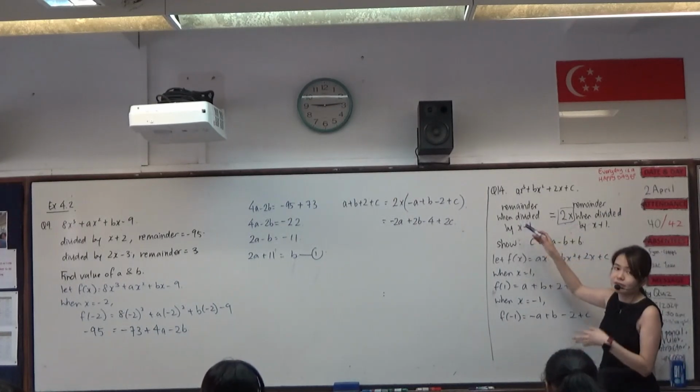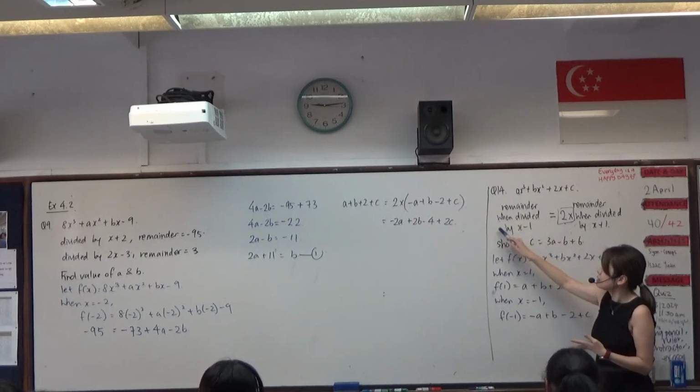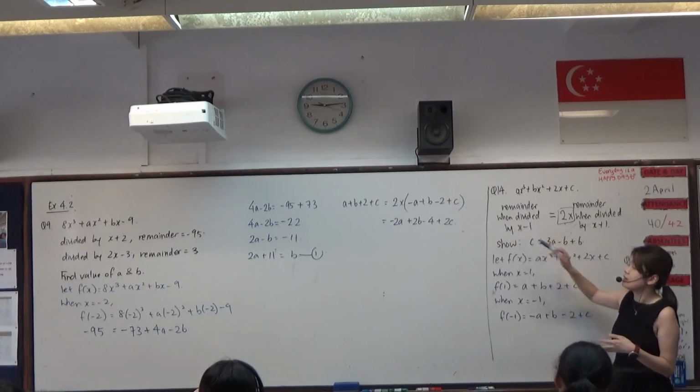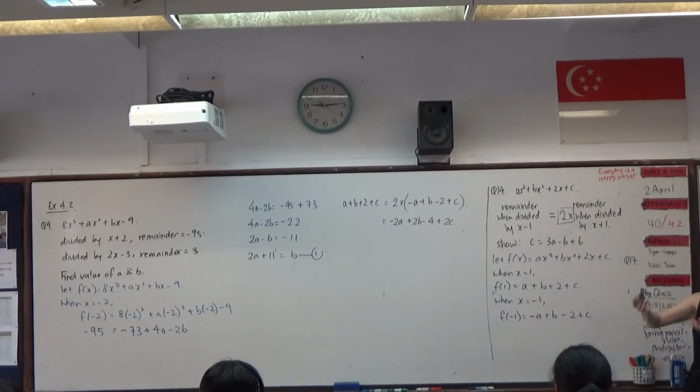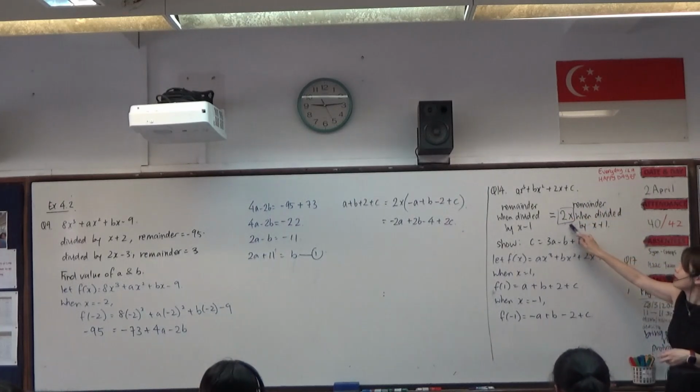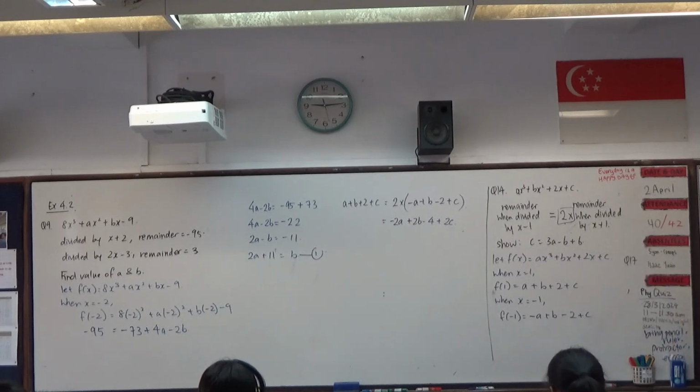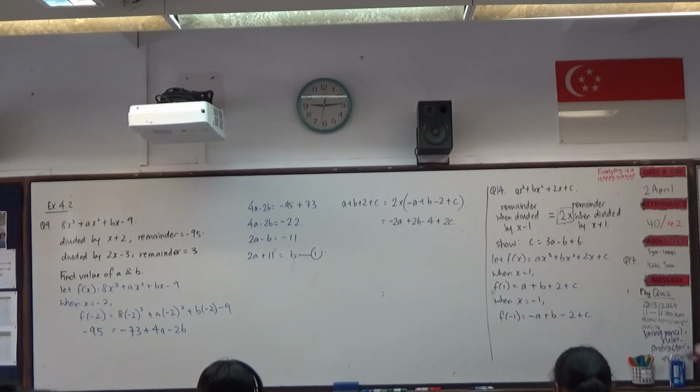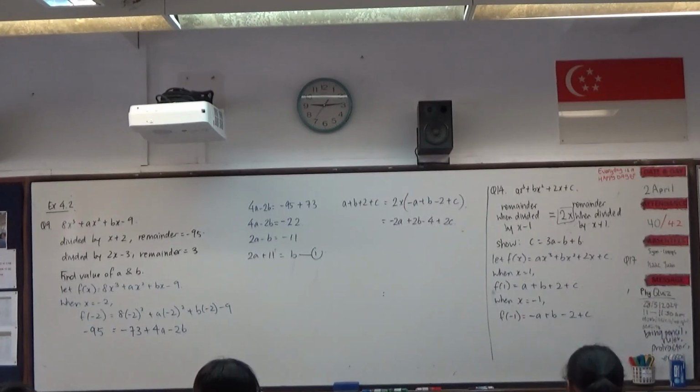So on the left of the word is, that is one segment, which talks about a remainder when divided by x minus 1. And after the word is, on the right side, it says twice that of the remainder when divided by x plus 1. So I use that to form the structure that will guide me in terms of my solving.